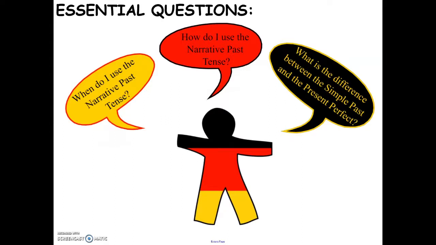There are three essential questions that we'll be exploring throughout this lesson. When do I use the narrative past tense? How do I use the narrative past tense? And that's always the longest part, the how. And what is the difference between the simple past, or the narrative past tense, and the present perfect tense?